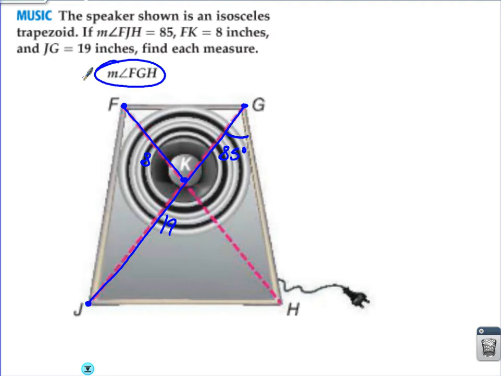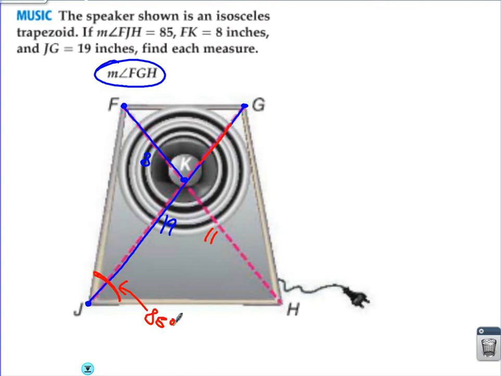Let's find the measure of everything. Since it's an isosceles trapezoid, the diagonals are congruent. So therefore, if this whole thing is 19, then this whole thing is 19. So what is this? That's 11. Okay. That hurt us a little bit. This is not FJH. Let's try that again. FJH, this whole bottom. There we go. That makes more sense. Whole bottom is 85 degrees.